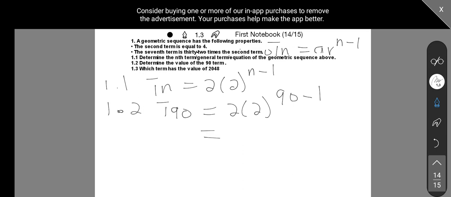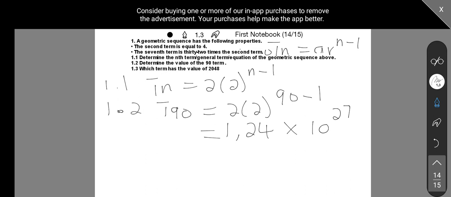And let's plug that in the calculator to see what we get. 2 to the power of 90 minus 1. That gives us, oh, it's quite a huge number. I'm going to write it in scientific notation. That is 1.24 multiplied by 10 to the power of 27. That's a huge number.